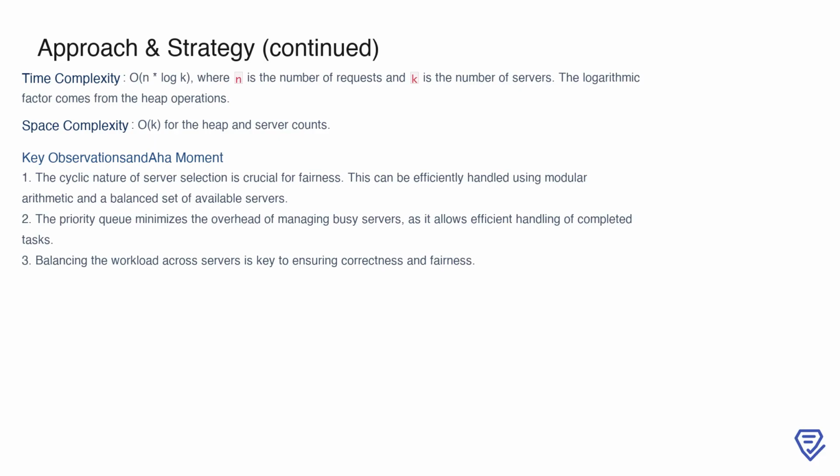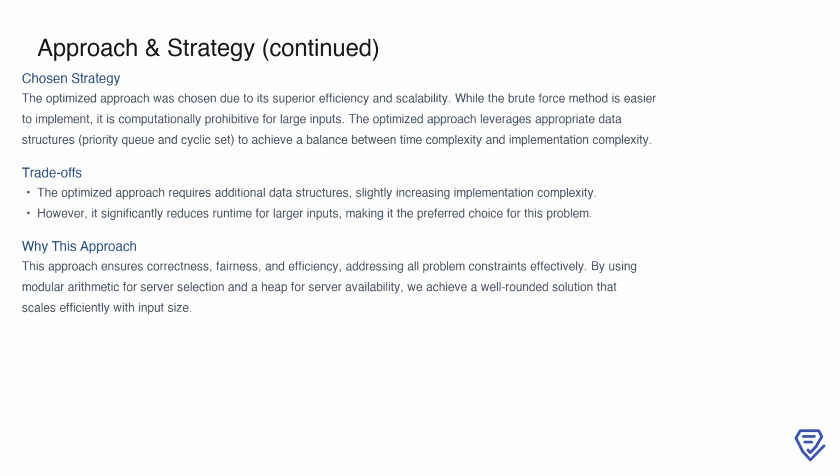Several key insights make this solution both efficient and fair. First, the use of modular arithmetic ensures that server selection is cyclic, distributing the workload evenly and fairly. Second, the priority queue minimizes the overhead of managing busy servers by allowing us to quickly retrieve and update servers as they become free. Lastly, balancing the workload across servers ensures that all constraints of the problem are met while maximizing efficiency. The optimized approach was chosen because it strikes an excellent balance between efficiency and scalability.